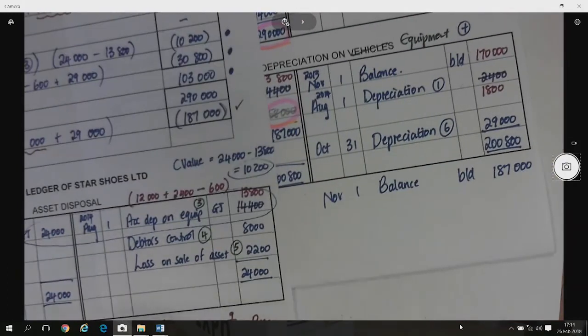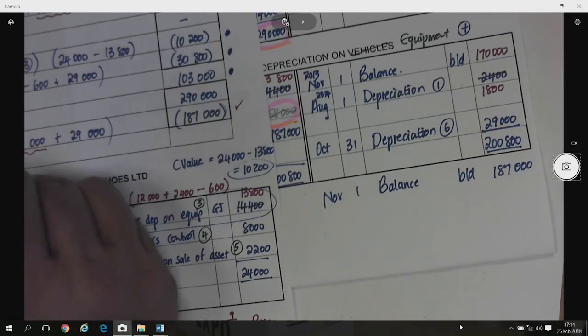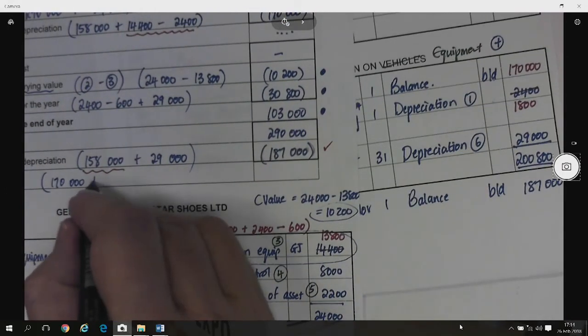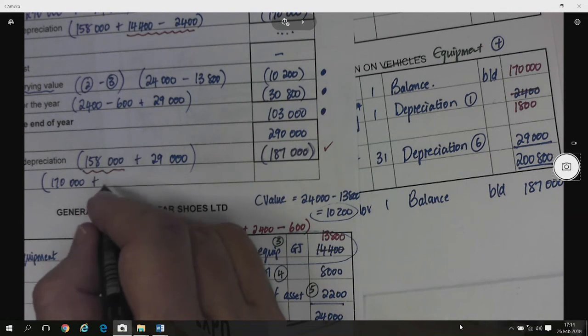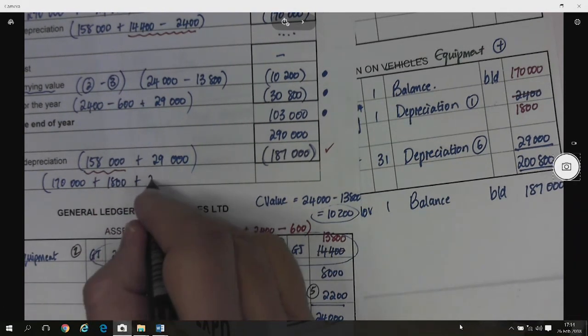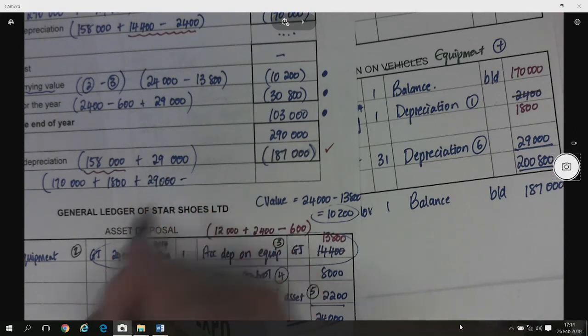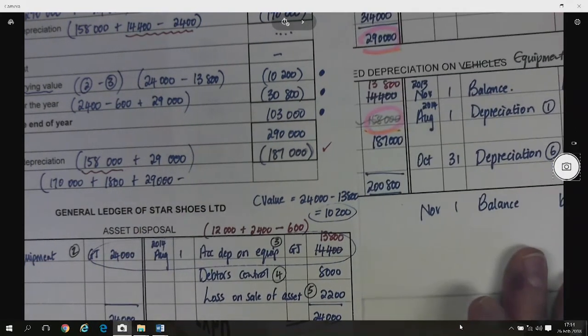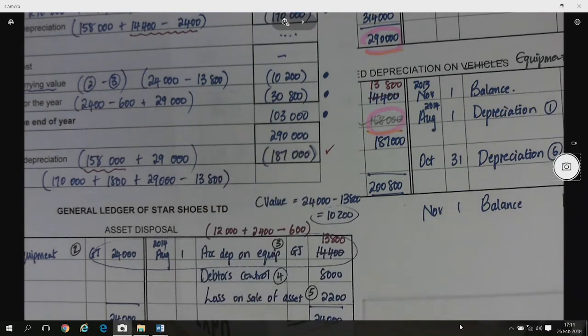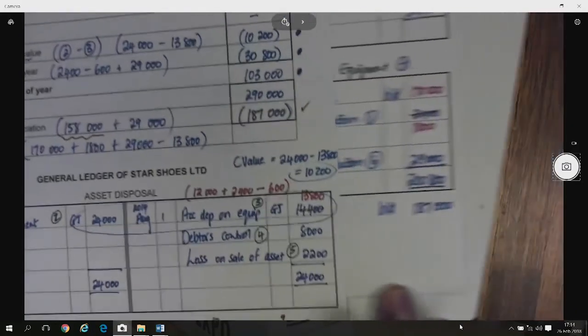You start with the credit side. 170,000 credit side plus 1,800 plus 29,000 minus debit side 13,800. And that gives you the 187,000 Rand.